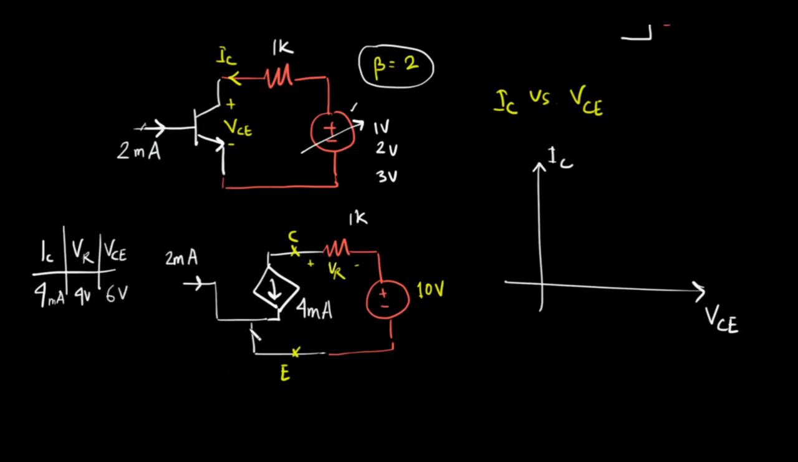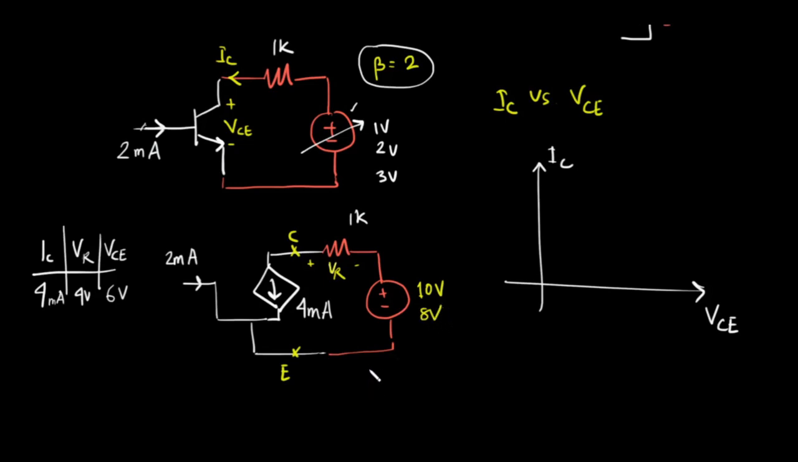So how did we find that? First we found the current, 4 milliampere. From the current we found the voltage across the resistance, 4 volt, and from that we found the voltage across the transistor. We subtracted the voltage of the resistance from the supply voltage. Now I start to decrease the supply voltage. Suppose I decrease the supply voltage to 8 volt.